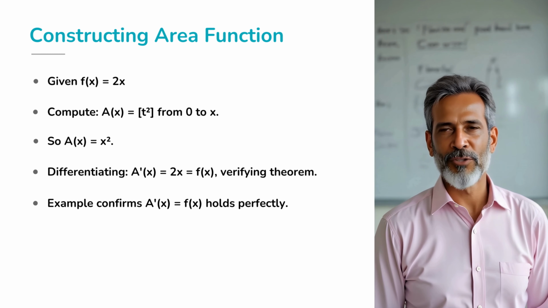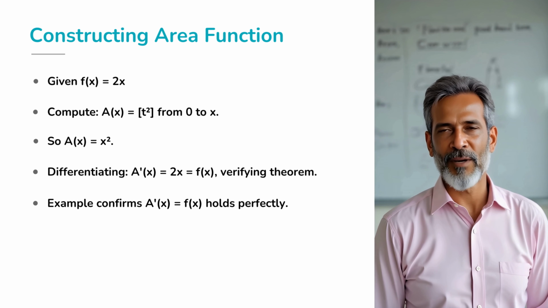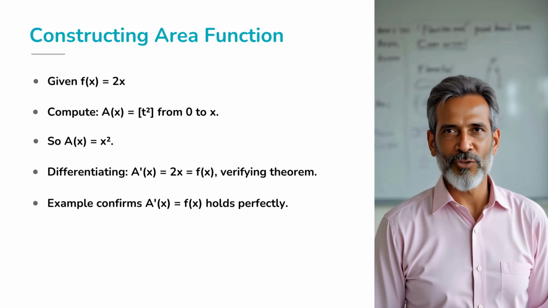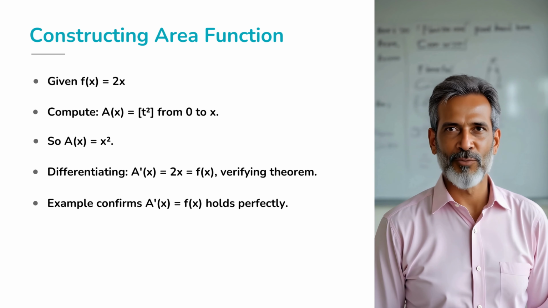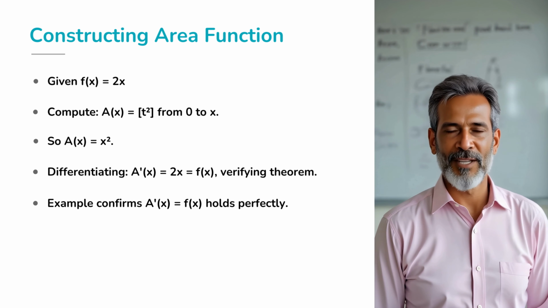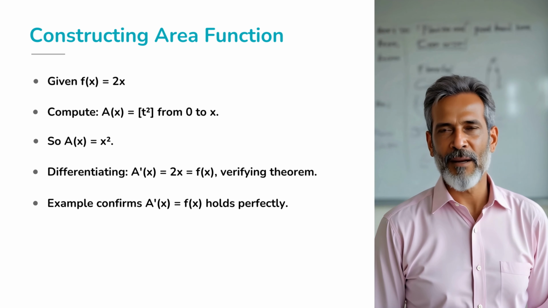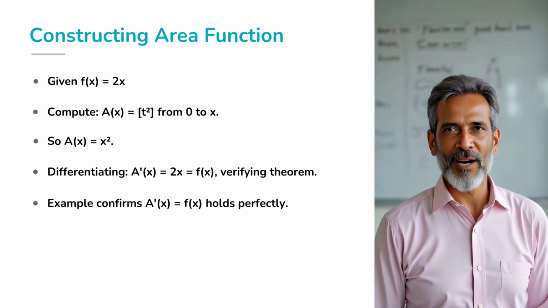Suppose f of x equals 2x and we define the area function from 0 to x. So A of x equals integral from 0 to x of 2t dt. When we compute, it becomes t squared evaluated from 0 to x, that is, A of x equals x squared. Now differentiate. Derivative of x squared is 2x, which is exactly f of x. This proves the theorem perfectly for this case. You can literally see it. Under the line y equals 2x, the area forms a triangle whose area is x squared and its rate of growth equals the line's height.